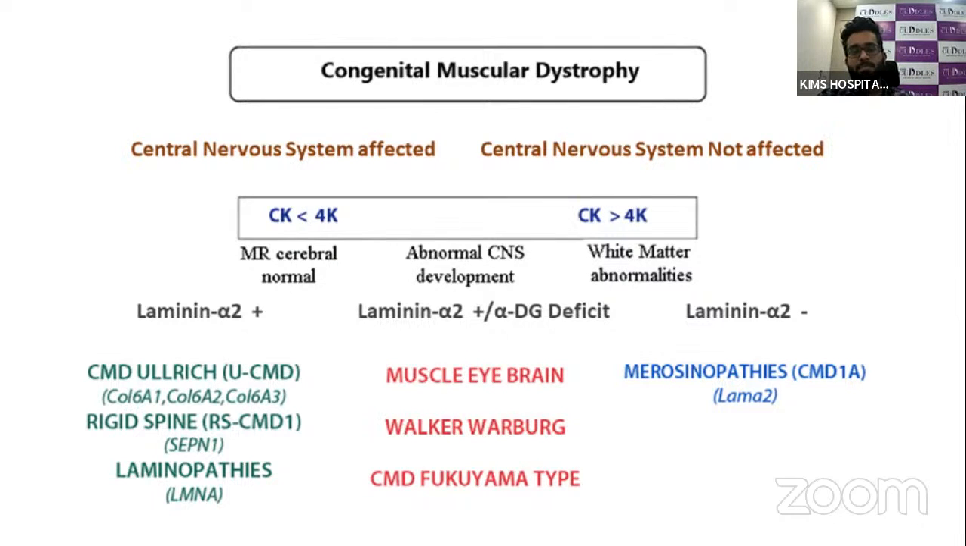And with CMD with typical CNS involvement, you look for 3 conditions here. That is muscle eye brain disease, the second one is Walker-Warburg, and the third one is Fukuyama. These are the 3 typical diseases which are mentioned in congenital muscular dystrophy with central nervous system involvement. Apart from this, you have other CMDs as well according to the gene name. Just remember, CMD will have elevated CK. There's a progressive course, and you can have CNS involvement, and you can have typical white matter involvements like leukodystrophy changes.